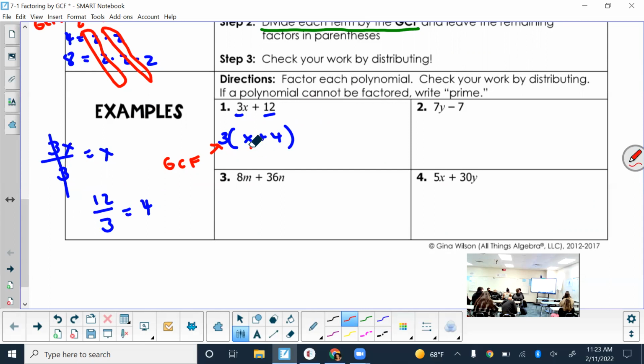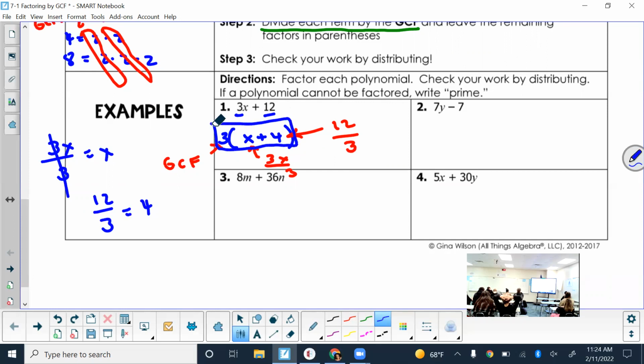And if I were to distribute, would I get what the original problem is? Yes. So then that's how I know I did it right. And I'm drawing these arrows for the notes. I think that would be helpful, at least on this one, to see where you got all the numbers. But what's in blue is your answer. So questions on number 1.